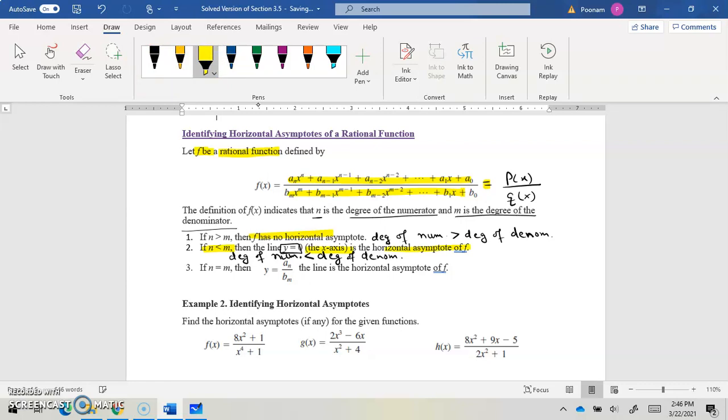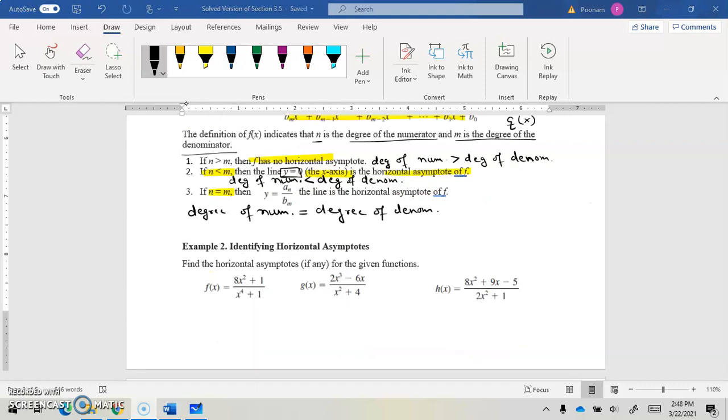The last one: if n is equal to m, or you can say the degree of the numerator is equal to the degree of the denominator, then the horizontal asymptote is written as y is equal to a_n by b_m. What is a_n? That is the leading coefficient of the numerator divided by the leading coefficient of the denominator.